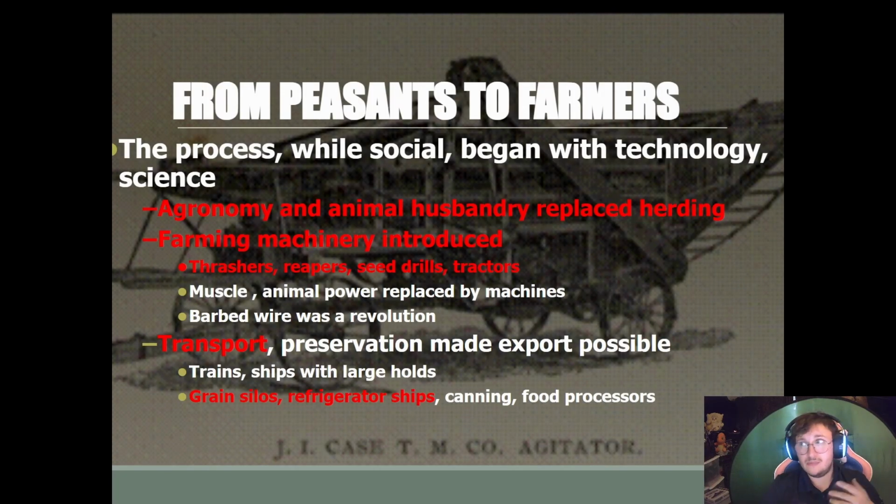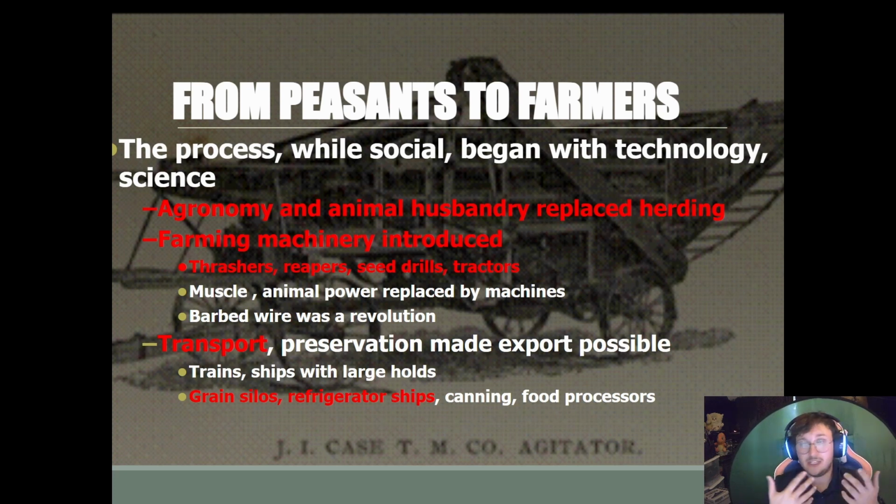So, from peasants to farmers. So the process, while social, began with technology and science. Agronomy and animal husbandry replaced herding. So instead of just herding your animals and hoping they breed and make more animals, now it's science-based. It is technology-based.